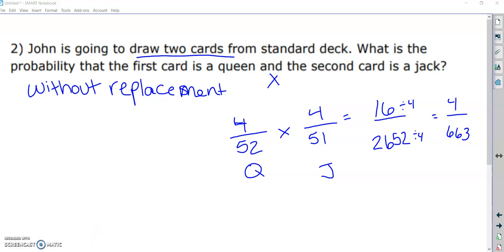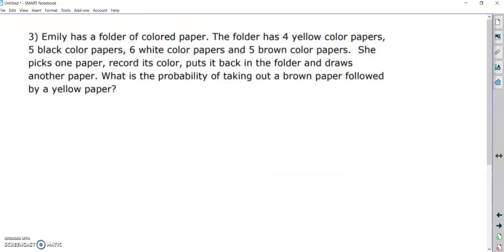Okay, last but not least, Emily has a folder of colored paper. The folder has 4 yellow colored papers, 5 black colored papers, 6 white colored papers, 5 brown papers. She picks one paper, records a color, and puts it back. Big, big important. And draws another. What's the probability of her taking out a brown? So we want a brown. Right? And a yellow.